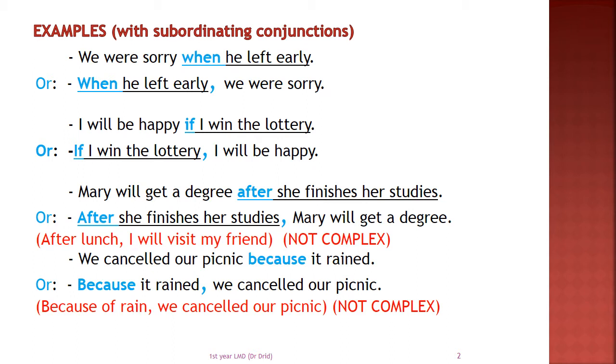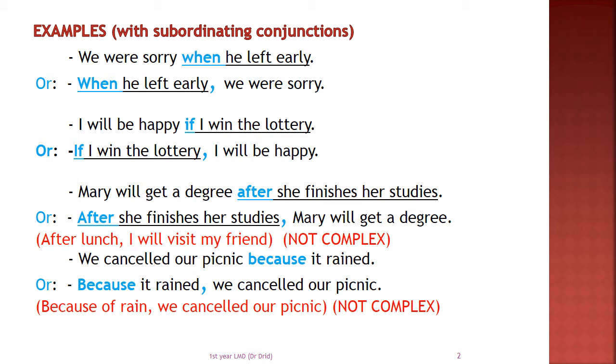So you see the same thing in the following examples. I will be happy if I win the lottery. Main, then subordinate. Now if we reverse the order, if I win the lottery, the sentence is incomplete. It needs a completion, comma, I will be happy.